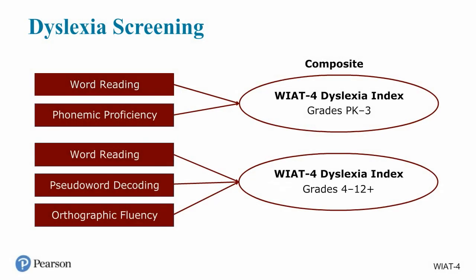2 dyslexia index scores are provided for the WIAT-4, one for grades pre-K through 3 and another for grades 4 through 12+. These composite scores are obtained by administering 2 or 3 subtests respectively, as shown here. The dyslexia index scores provide theoretically sound, reliable, and clinically sensitive composite scores that can be used to identify risk for dyslexia.